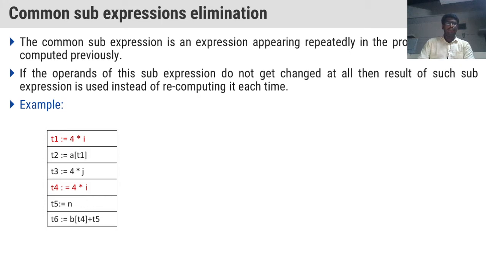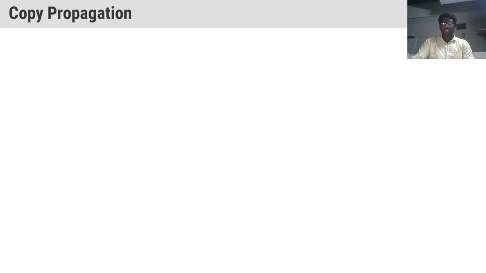In this example, T1 equal to 4 into I, T4 is also equal to 4 into I. We have written the same equation two times. That's why we are eliminating the common expressions and reducing the amount of time for execution. The next technique is copy propagation.